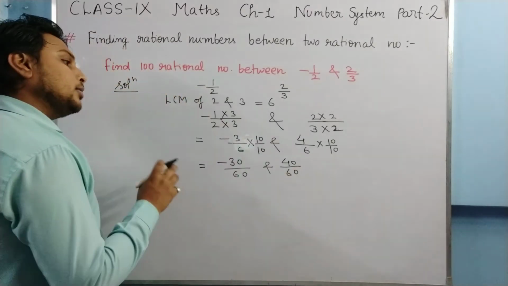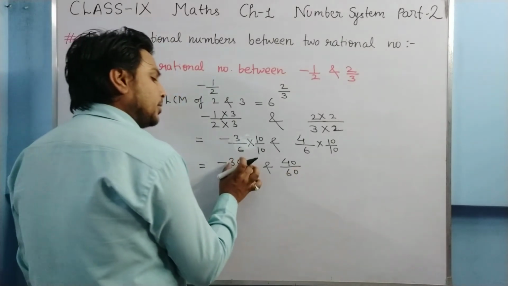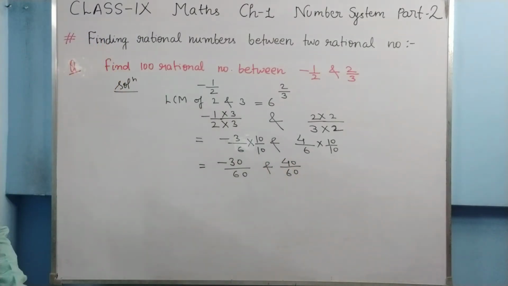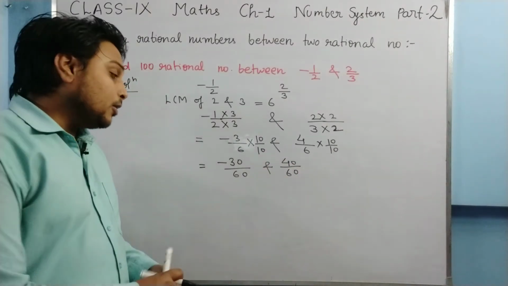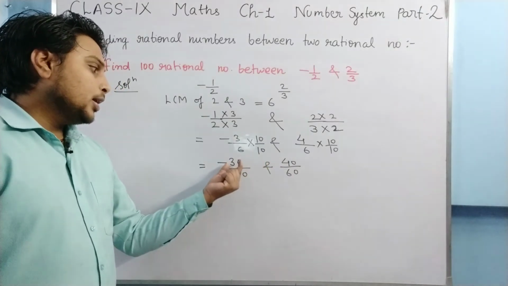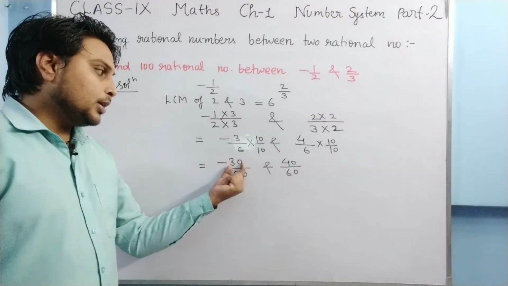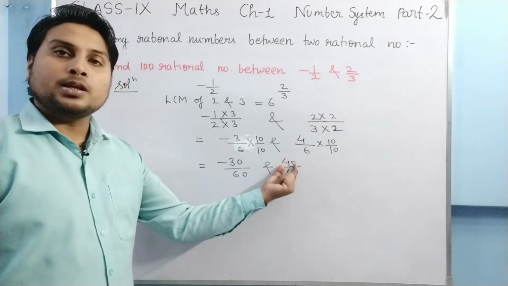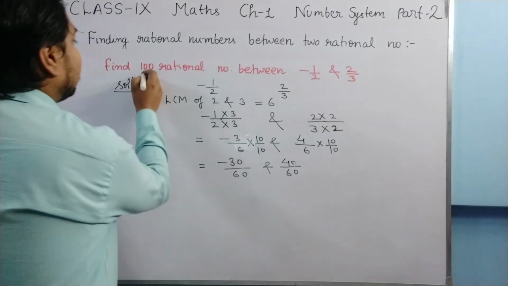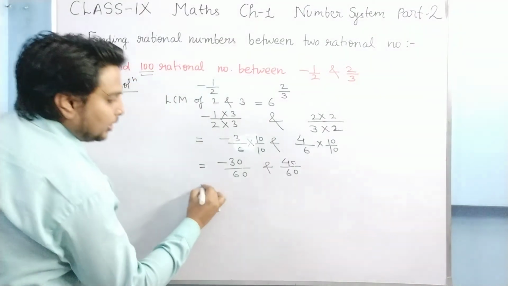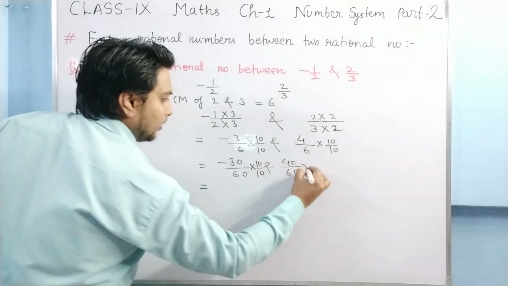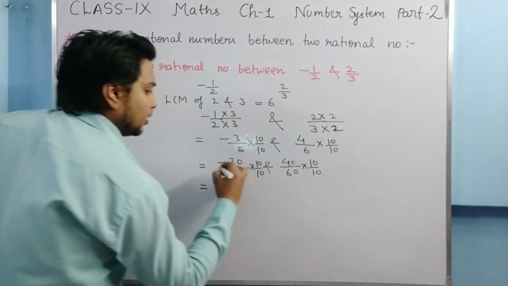Can you find 100 rational numbers between minus 30 and 40? No. How many numbers are there in between minus 30 and 40? See, negative 30 numbers are there and positive 40 numbers are there. So only 70 numbers are there. But we have to find the 100 rational numbers. So we will again increase the gap. Multiply 10 upon 10 one more time. So what it will be?